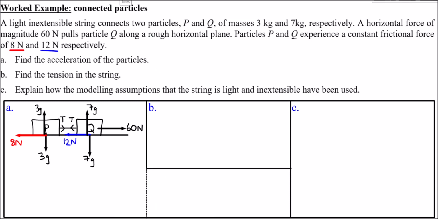Okay, so if I just consider first of all Q. In fact, no, I'll do P first. So considering P, which is this one here. By the way, hopefully you noticed already that this time round the vertical forces cancel. 3g cancels with 3g going up. There's no acceleration up or down. The acceleration we're going to be dealing with is just horizontally.